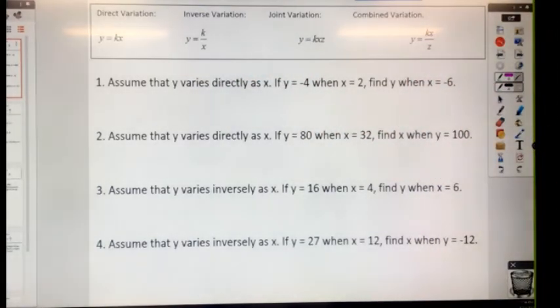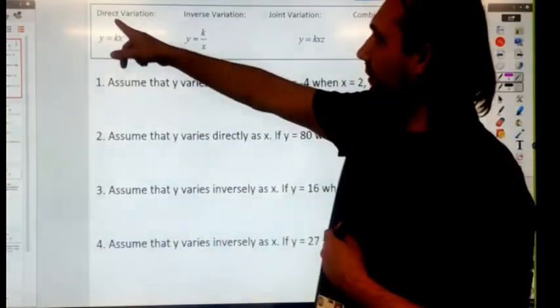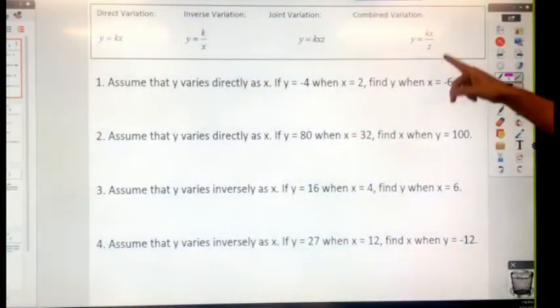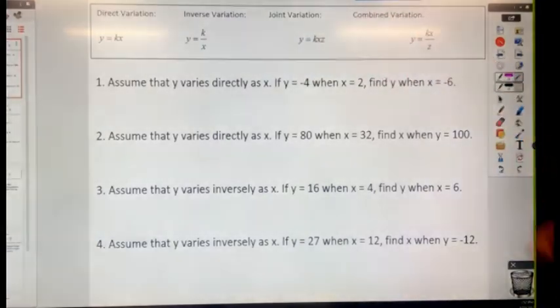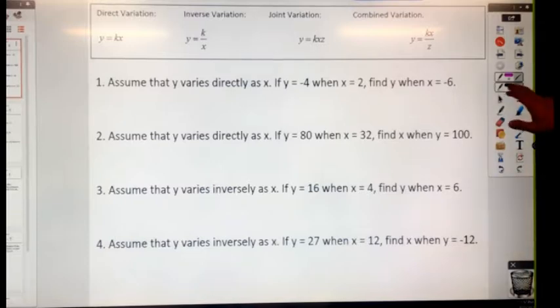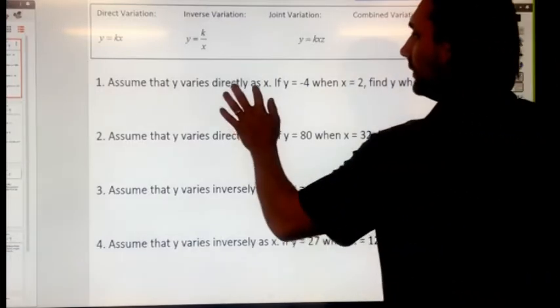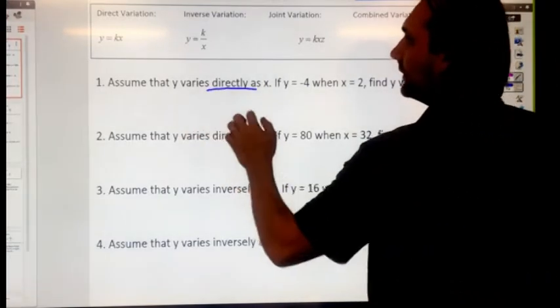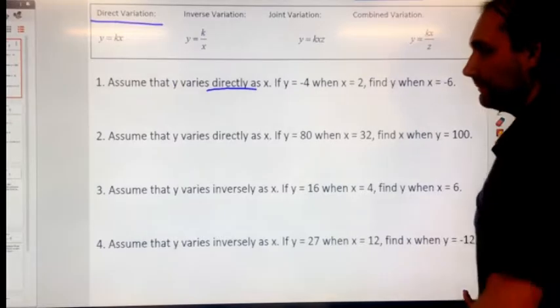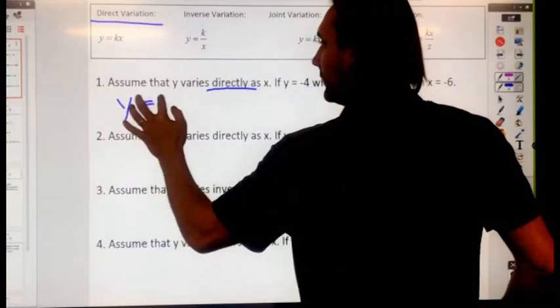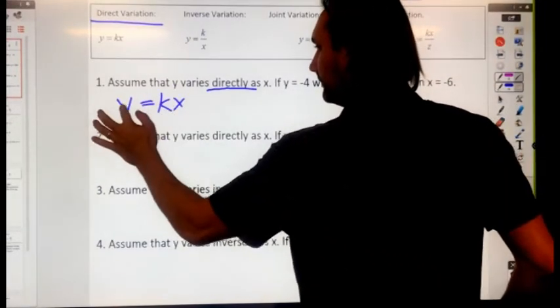So the keywords we need to look out for in all of our questions is, do you see the word direct, inverse, joint, or do you see multiple ones to assume a combination? Number one, assume y varies directly as x. If y is -4 when x is 2, find y when x is -6. So what keyword do you see here with this problem? Varies. Varies what? Directly. So I'm going to use direct variation, which is y equals kx.